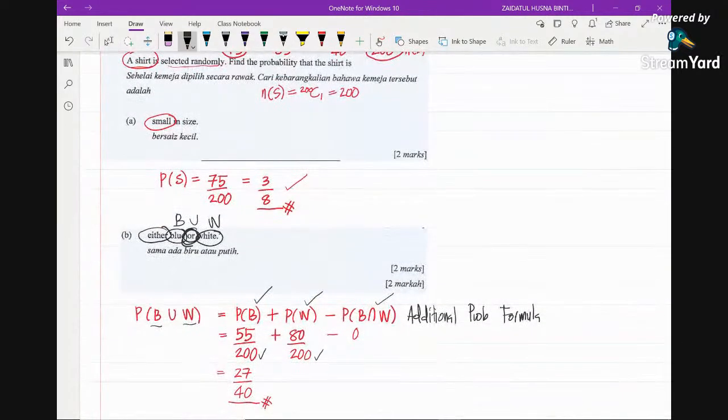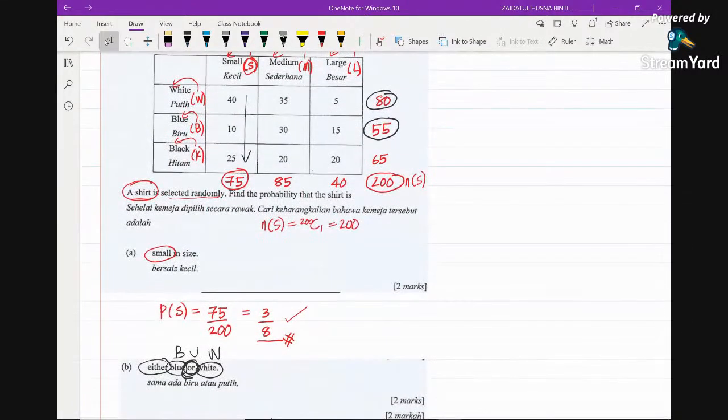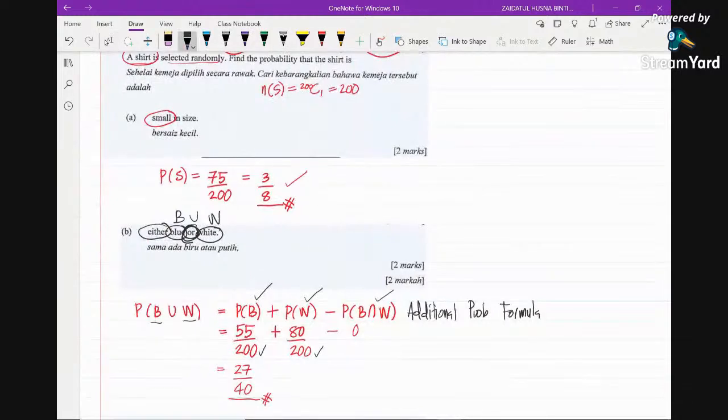And then minus 0. Why 0? Because the shirts here are of different colors, right? White, blue, and black. So the probability that the one shirt that you choose is in two different colors is impossible. Because the shirt will be either white or blue or black. You cannot have the shirt to be in both colors. So that's why the probability of intersection between blue and white will be 0 here. Because the two events are mutually exclusive events.